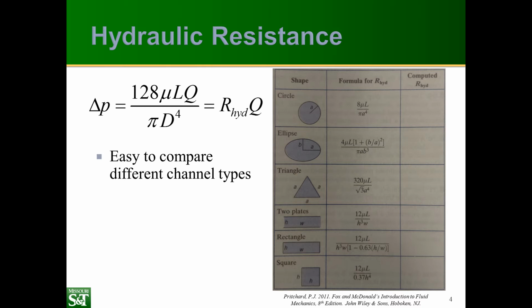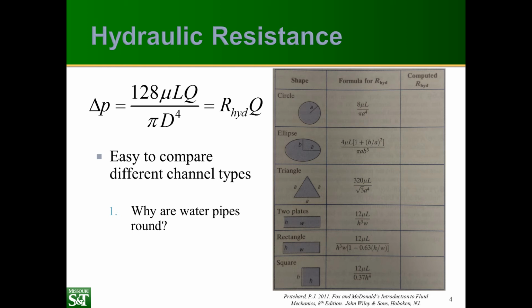So lower hydraulic resistance means that a system is more efficient. You need less pumping power to obtain the same flow rate or to move the same amount of fluid. So my question for you is, why are water pipes round? Turns out that round pipes have the smallest resistance for a given flow area. Essentially, they have the smallest surface area to volume ratio, which means that they require the least pumping power and are the most efficient.